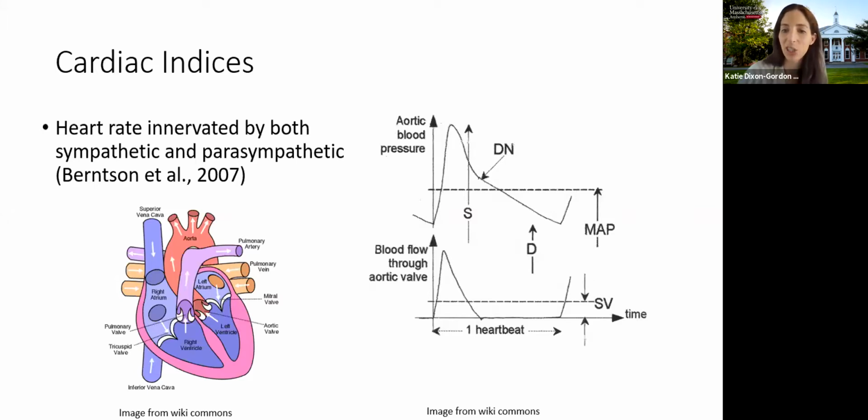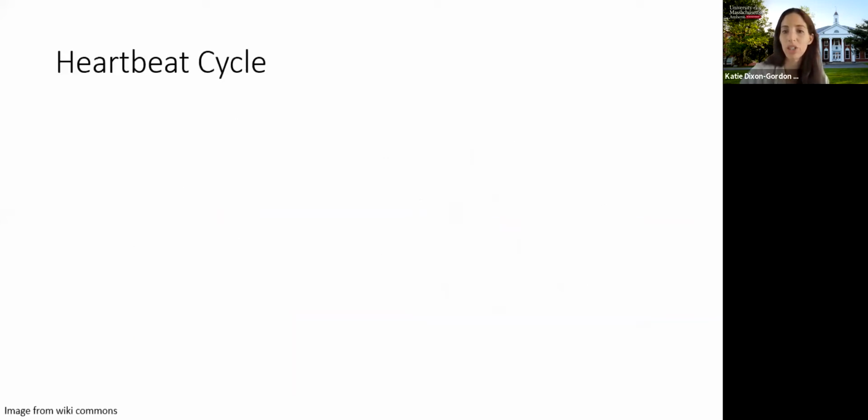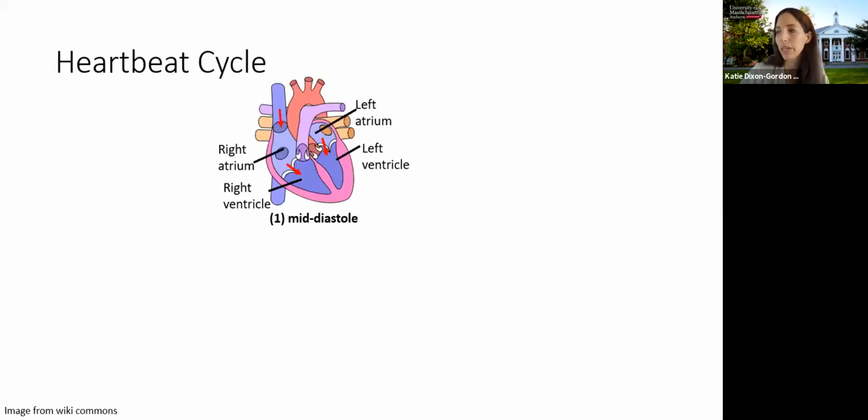Okay, so again, this is just a little bit of high school or middle school biology. The heart is innervated by both the sympathetic and parasympathetic systems. Obviously, activation of the former is going to lead to a relative increase in heart rate, and activation of the latter is going to lead to a relative decrease. And when we're talking about heartbeat, what we're picking up are the electrical signals. So I'll just walk you through this.